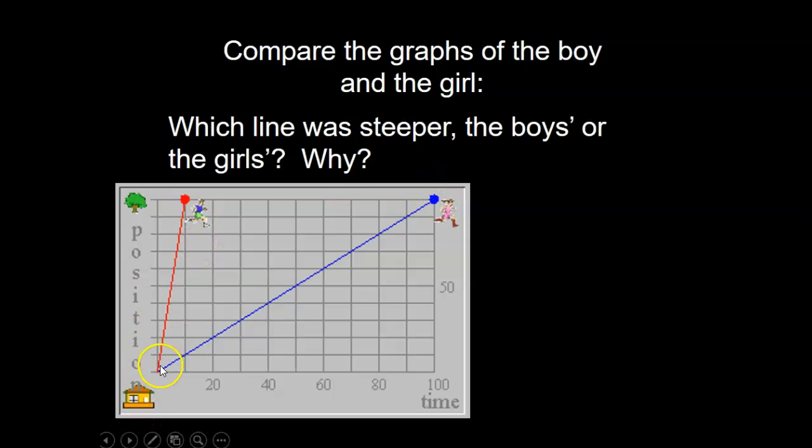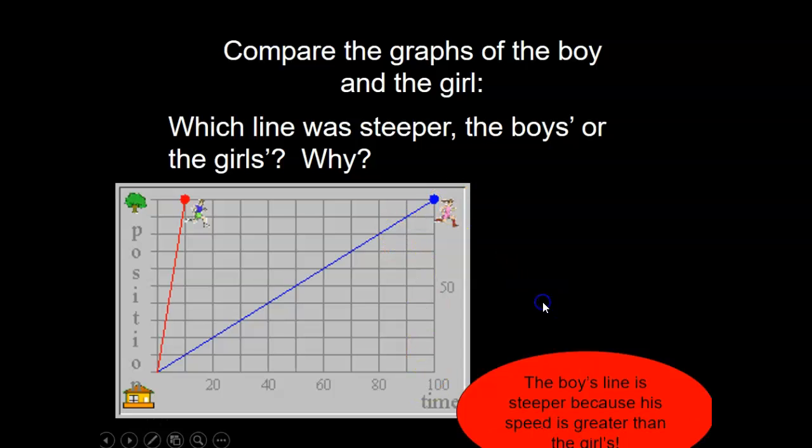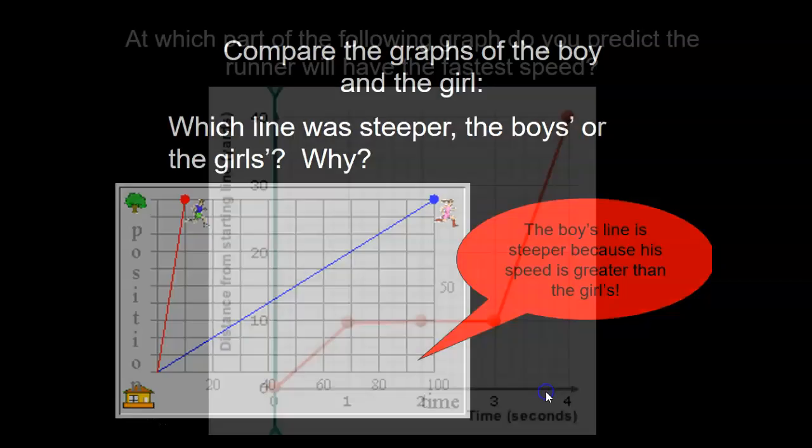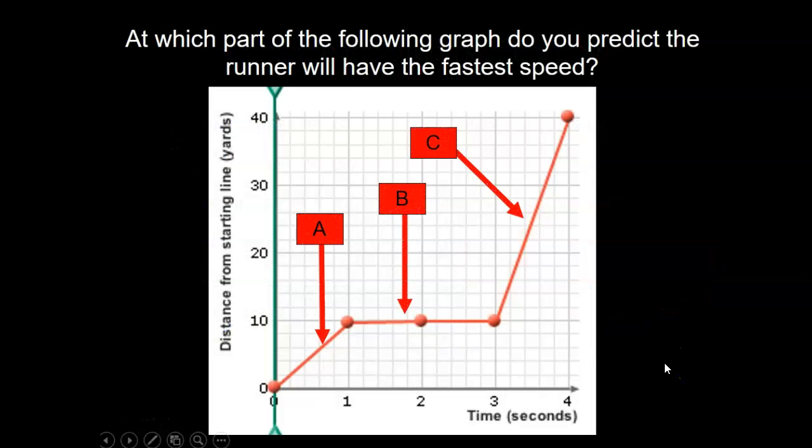The boy got to the tree after 10 seconds. So you see, if this is 20, then halfway there would be 10. But the girl took all the way to 100 seconds to do that same distance. So the girl was slower. Okay. How about this one?